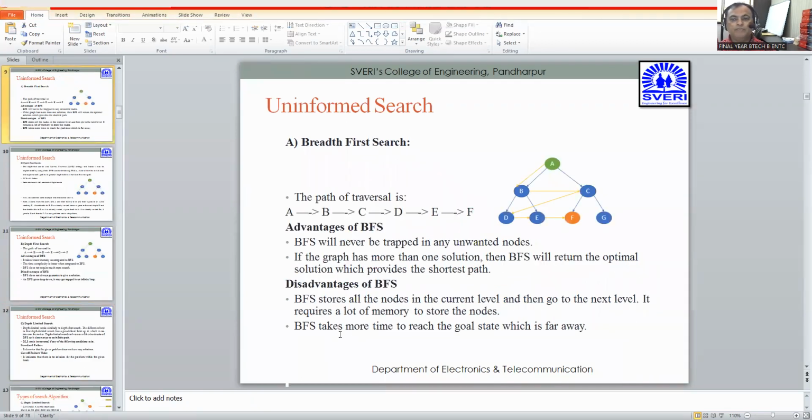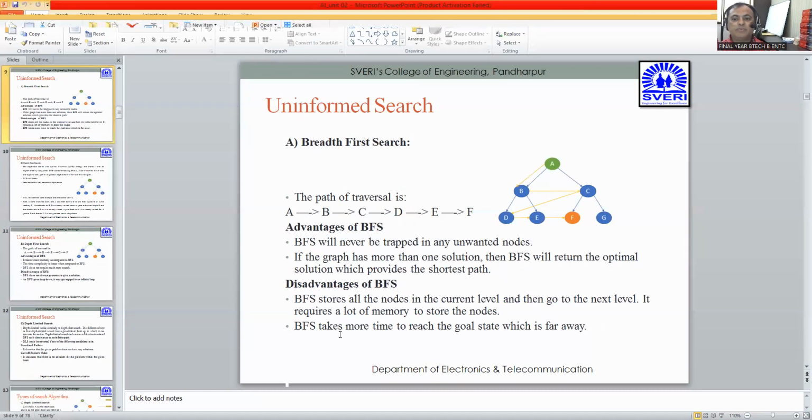So how will it go? Obviously A will travel to B. From B, it will go to C. From C to D, then to E, and then to F. This is how the path is considered in the breadth first search.